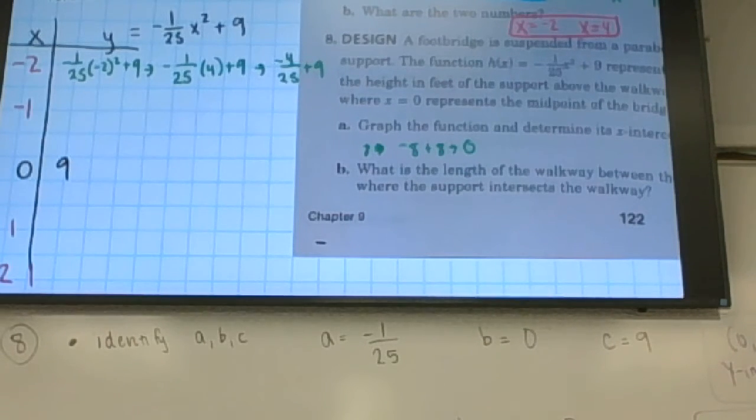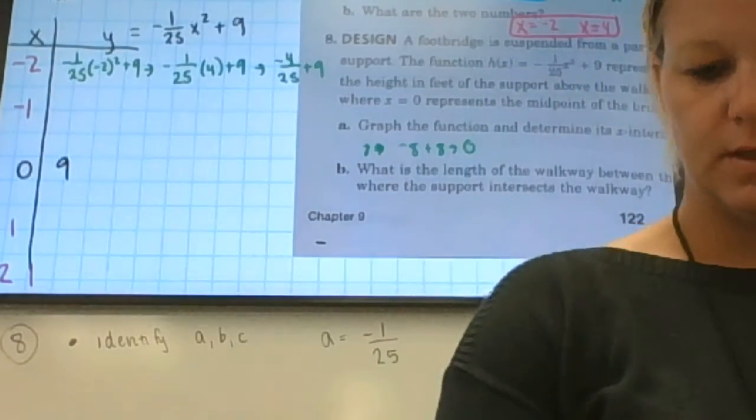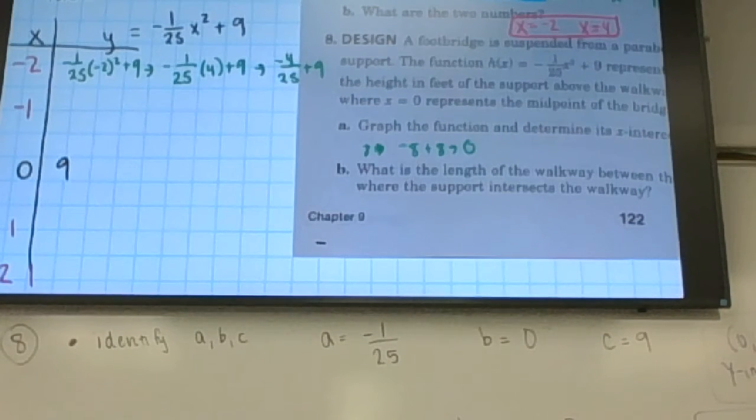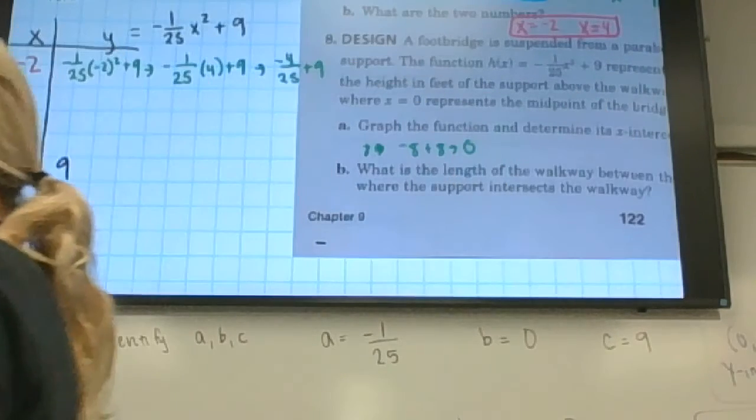So 1.4, just like Patrick said. Verify that. Continue with the table. You don't need to wait for me. Continue on.